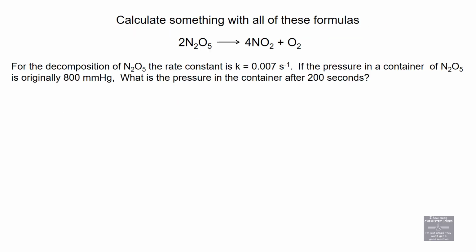What do we do with all these formulas that we have? Well, we can do problems like this. For the decomposition of N2O5, the rate constant is this. If the pressure in the container is 800 millimeters of mercury, what's the pressure in the container after 200 seconds? Where do we start? Well, we have different concentration time equations for different ordered reactions. So we need to know the order of this reaction before we can do anything. Any idea what order it is?